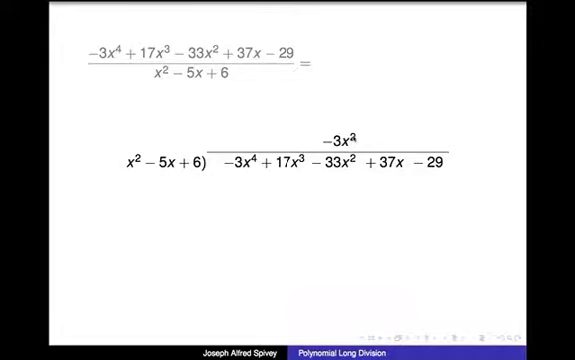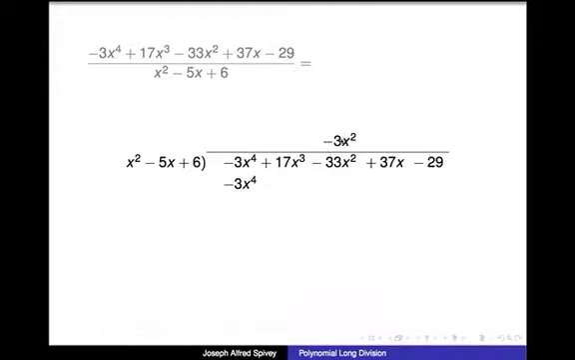Now that I've got my negative 3x squared, I want to take negative 3x squared and multiply by my divisor. And I'll do that one term at a time. So first I'll take negative 3x squared and multiply it by x squared. Negative 3x squared by x squared is negative 3x to the fourth. This is good. This means that when I subtract, these two terms are going to cancel. This term should look exactly like the term above it if I've set things up correctly.